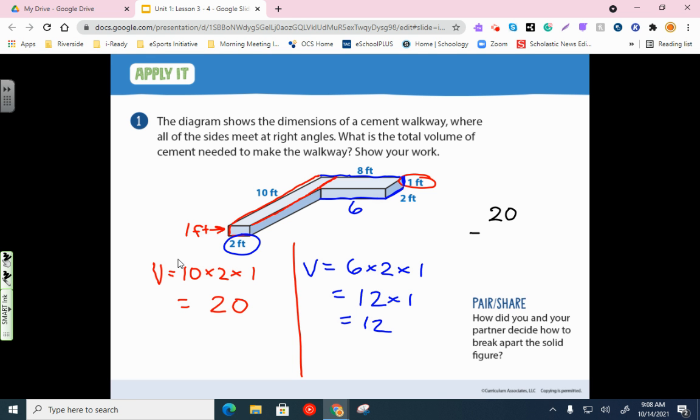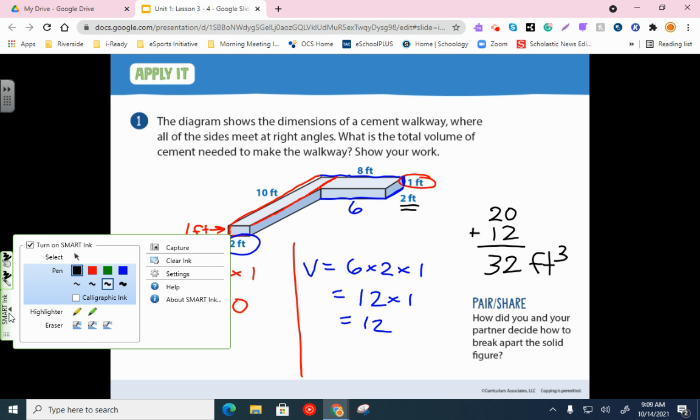And then we add up both of these together. We're going to have 20 plus 12 gives me 32, but that's not our final answer because we are working with feet. And if I'm going to order the amount of cement to fill in that sidewalk, I need to order 32 cubic feet for it. All right, go ahead and turn the page.